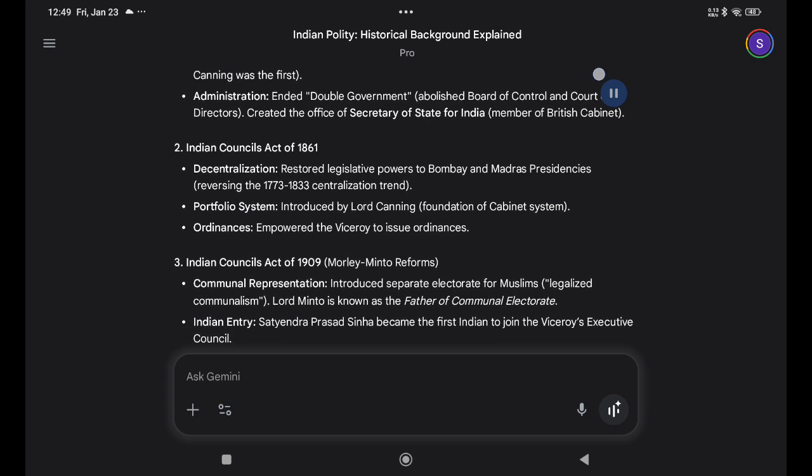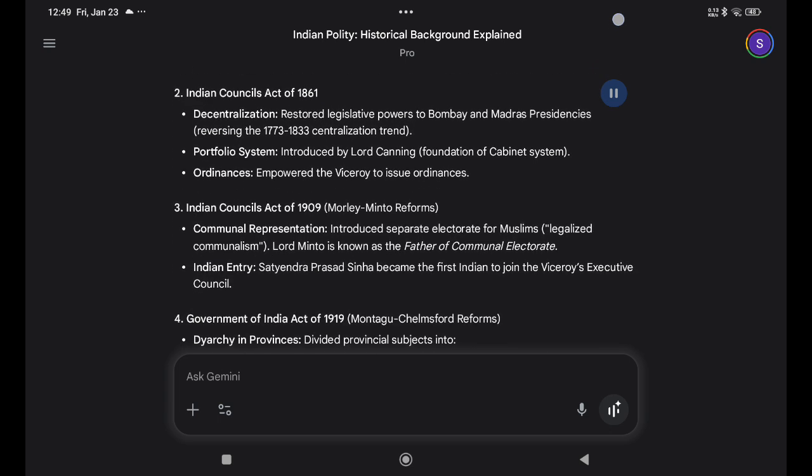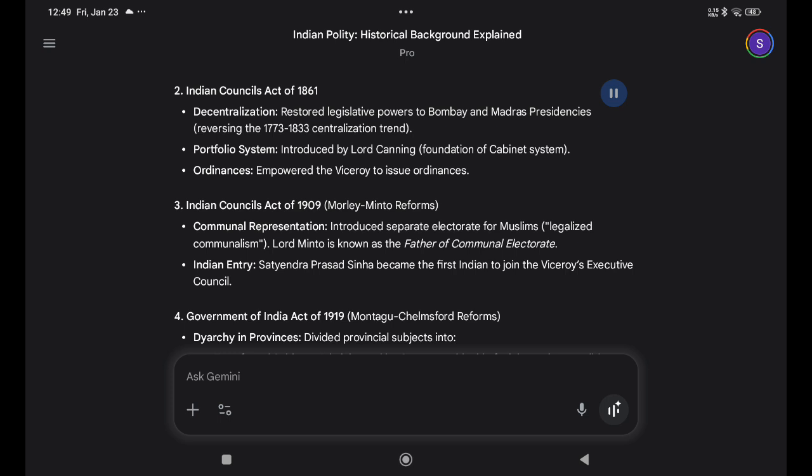2. Indian Councils Act of 1861. Decentralization: restored legislative powers to Bombay and Madras presidencies, reversing the 1773 to 1833 centralization trend. Portfolio system: introduced by Lord Canning, foundation of the cabinet system. Ordinances: empowered the Viceroy to issue ordinances.